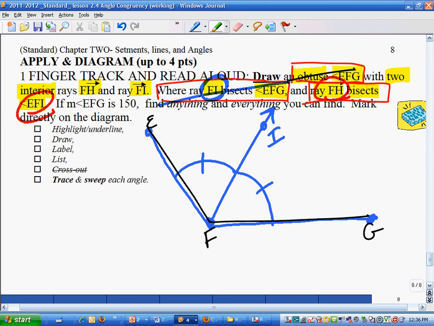Now, last thing, the whole thing, EFG, the whole thing is 150. So use that information to solve for anything and everything that you can find. Go sit down.